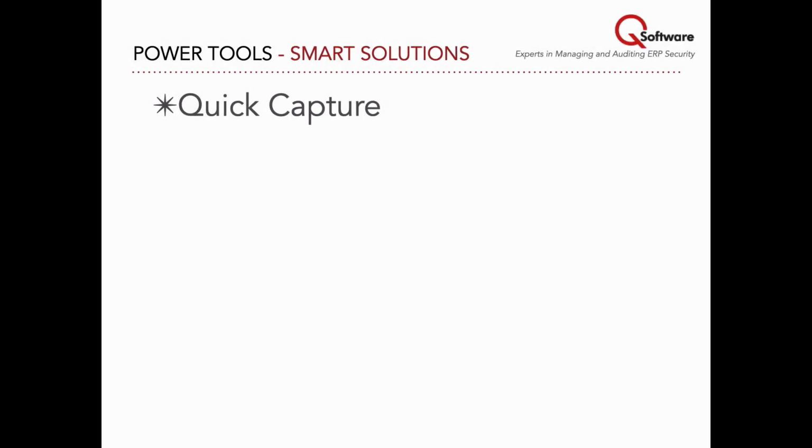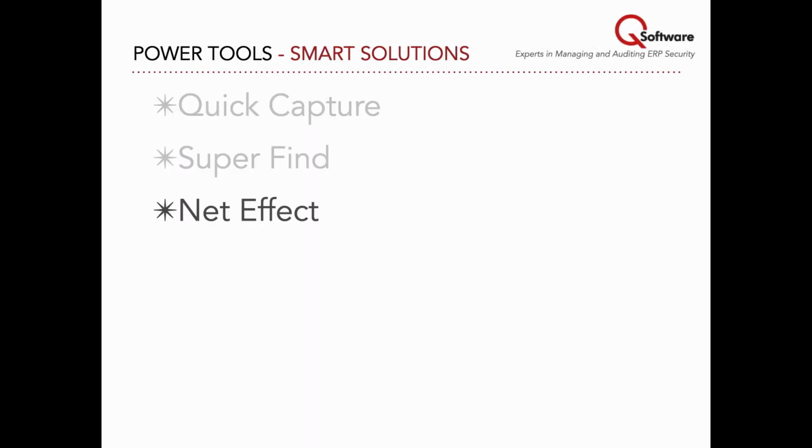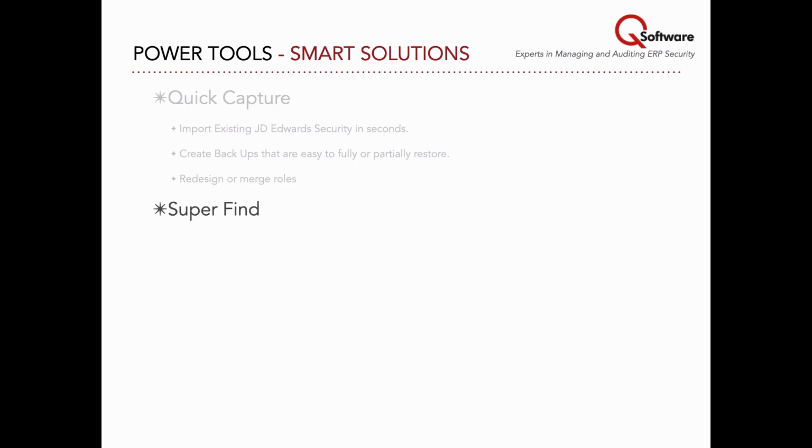This short demonstration will include Quick Capture, Superfind, and Net Effect. With Quick Capture, you can import existing JD Edwards security into Q Software's Security Manager. You can create backups that are easy to fully or partially restore, and you can quickly redesign or merge existing security.